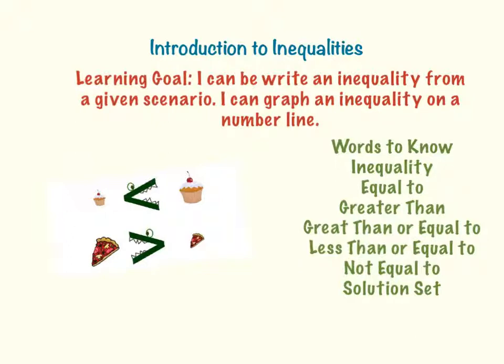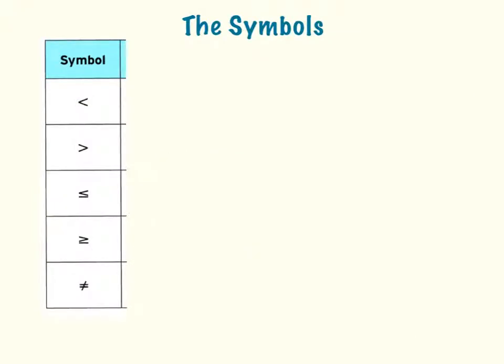Words to know for this lesson are the word inequality, equal to, greater than or equal to, less than or equal to, not equal to, and solution set. And we will be talking about these throughout the video today. Let's start by looking at what each inequality symbol means. The first symbol in the chart is the less than sign.